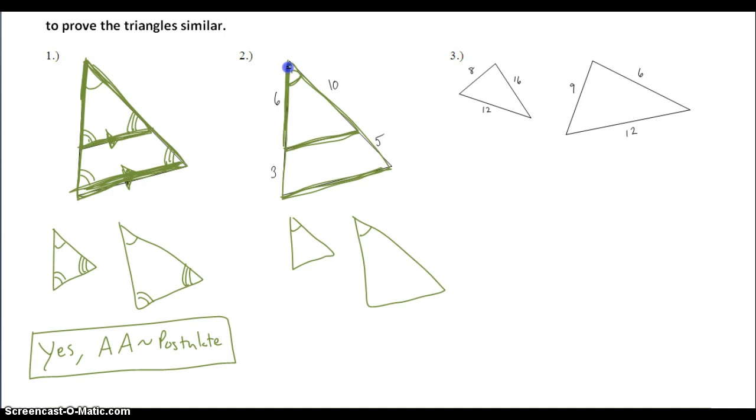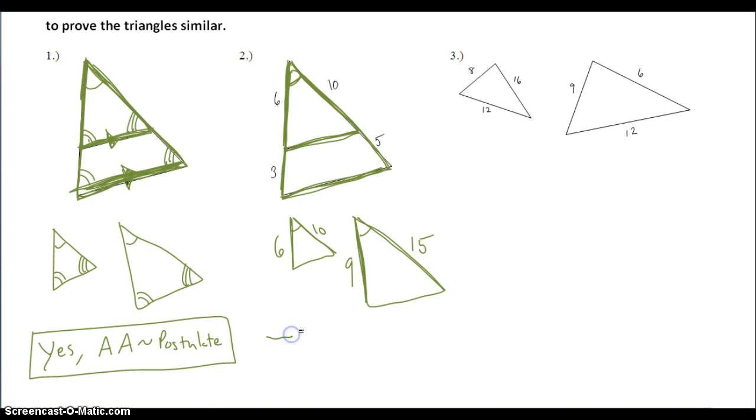What I can do is look at the side lengths. This side length is 6, and this side length is 10. Now if I go to my bigger triangle, this side length is 6 and 3, which gives me 9, and this side length is 10 and 5 for a total of 15. So it kind of looks like I have side, angle, side. But I need to check to make sure that my sides are proportional.